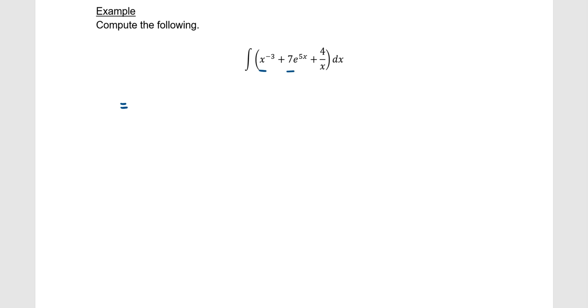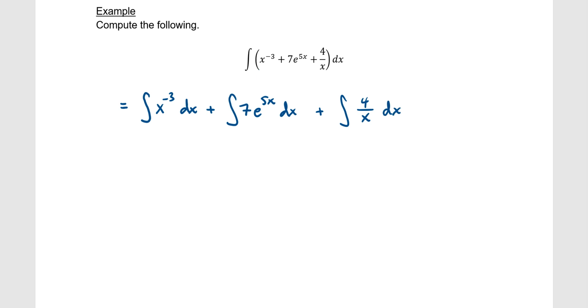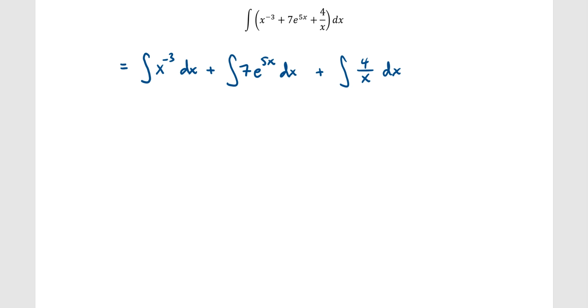We have three different terms. That's going to be the integral of x to the negative 3 dx plus the integral of 7 e to the 5x dx plus the integral of 4 over x dx. So all we did was split them up, each term separately, and let's go ahead and evaluate each one. So the first one is the power rule. Before we do that, I'm going to rewrite this, and we'll see why in a second.